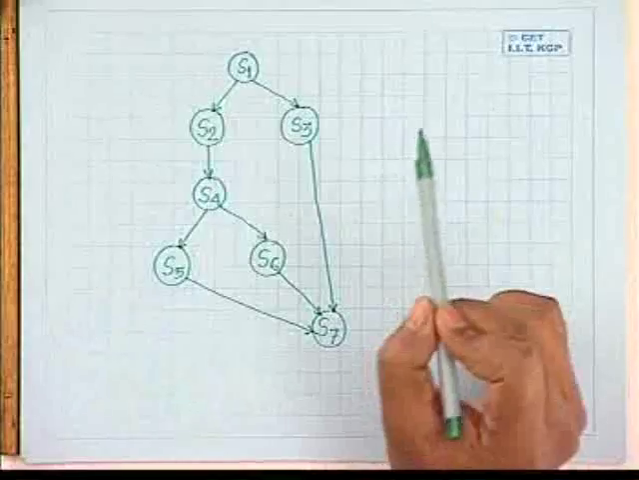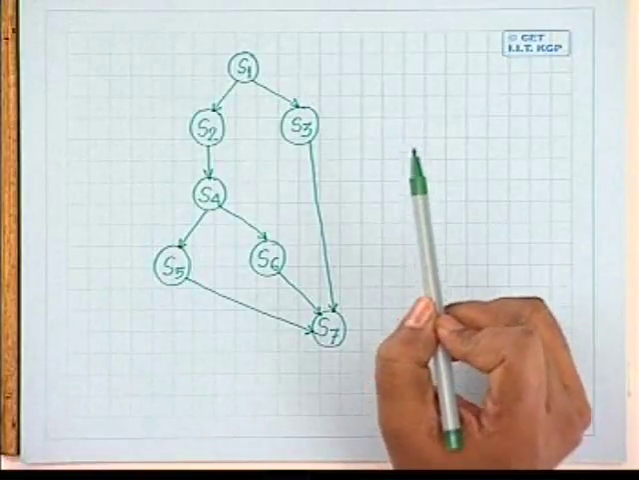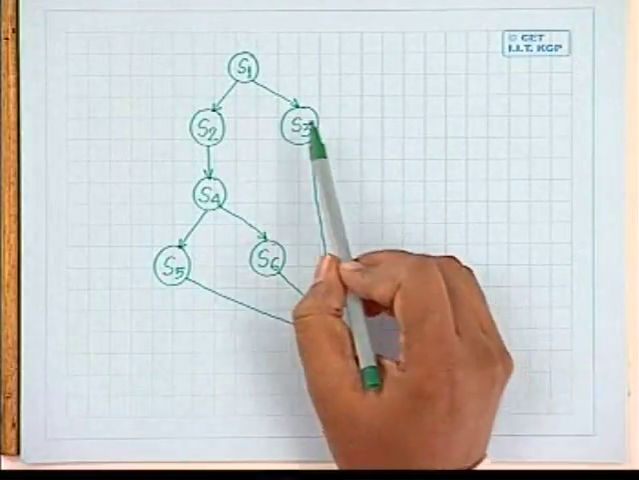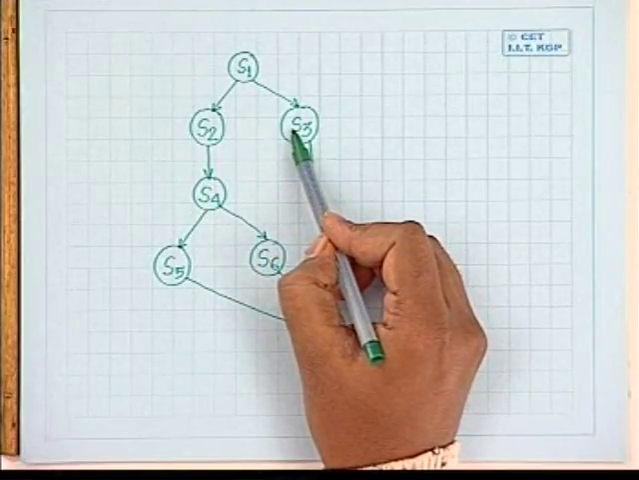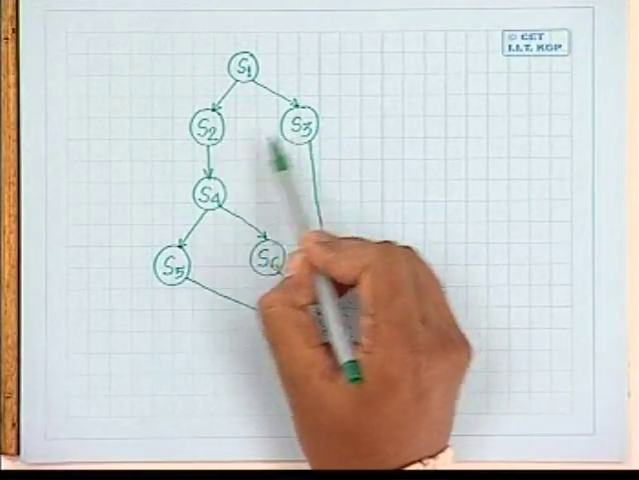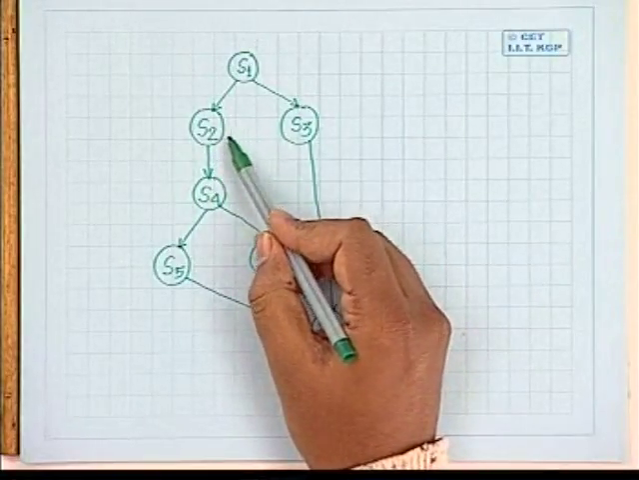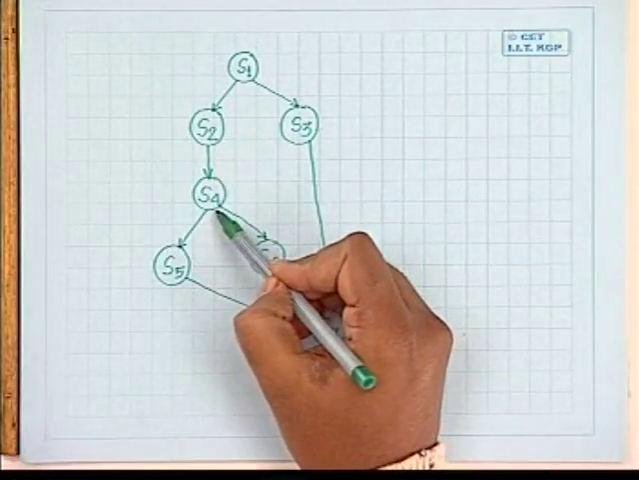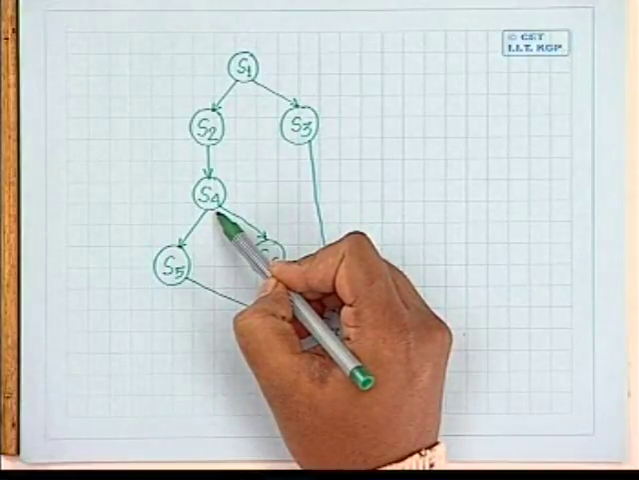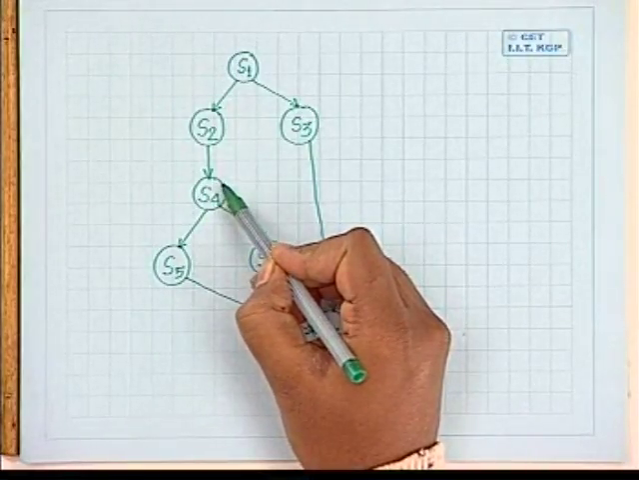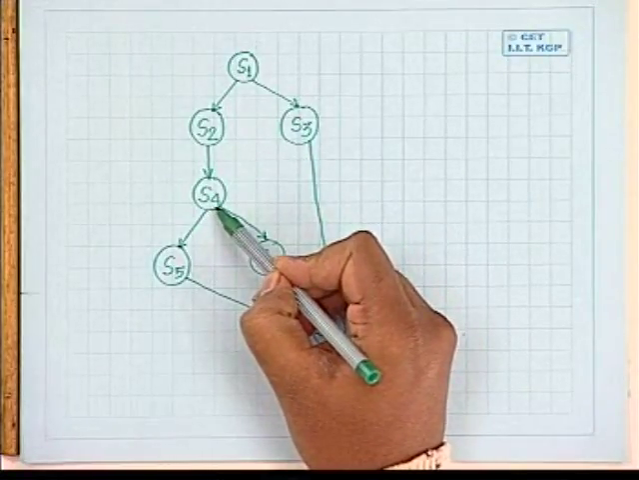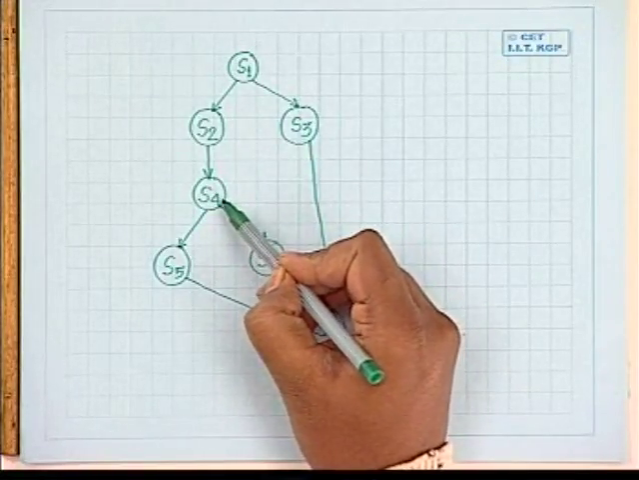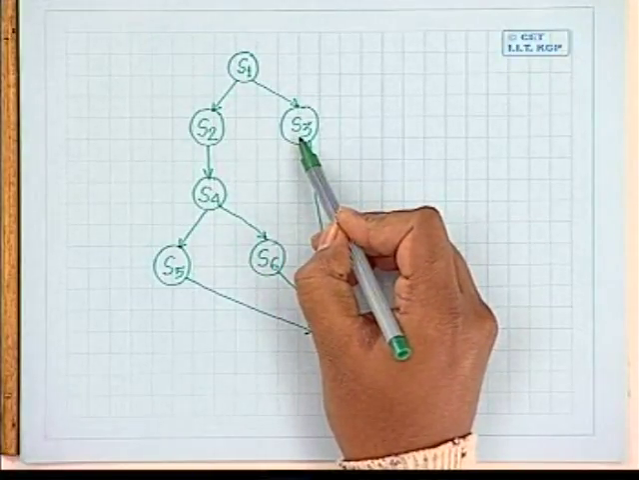So here, obviously, it says that first you have to execute S1. After completion of S1, I can concurrently execute the subtasks S2 and S3. Okay. So S2 and S3 can be executed concurrently. After S2 is complete, the subtask S4 can be executed. And I don't have any precedence relation among S3 and S4. So S4 can execute concurrently with S3.